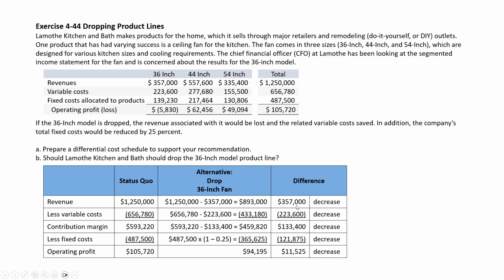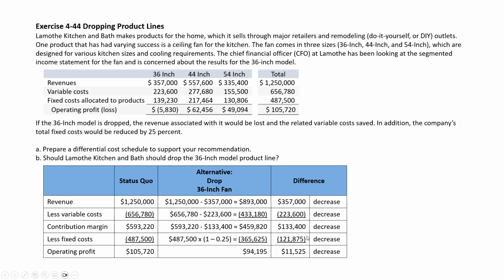If we looked at all the differences, revenue went down by $357,000, but also variable costs went down by $223,600. Overall, the combination of those two, our contribution margin went down by $133,400. We have to counter that with, it's not good to lose contribution margin, but if fixed costs higher than that disappeared, we would still want to drop the product line.